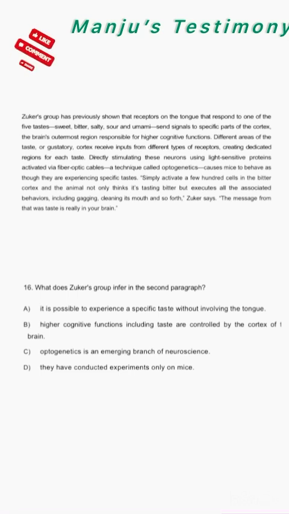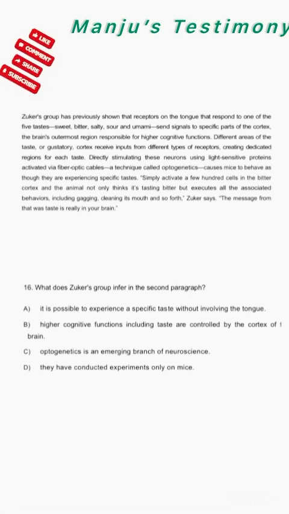causes mice to behave as though they are experiencing a specific taste. Simply activate a few hundred cells in the bitter cortex, and the animal not only thinks it's tasting bitter but executes all the associated behaviors, including gagging, cleaning its mouth, and so forth. Zucker says the message from that was that taste is really in your brain. So let's go back to the options.